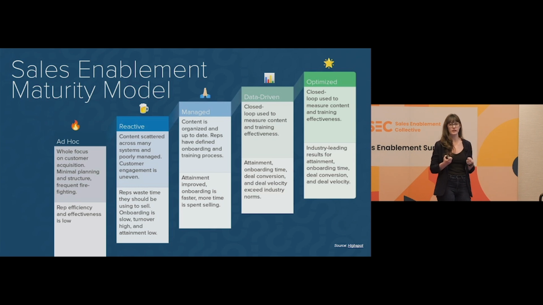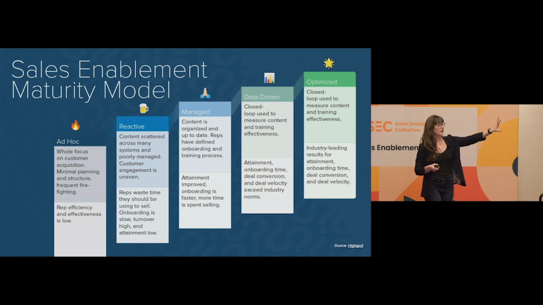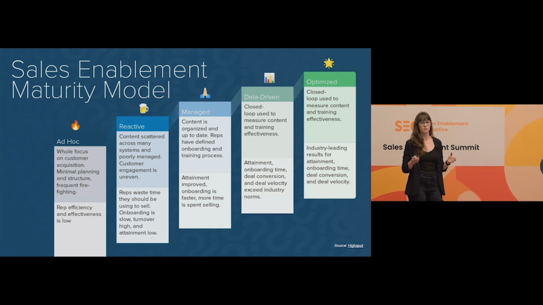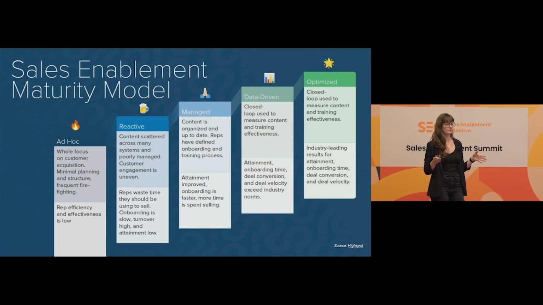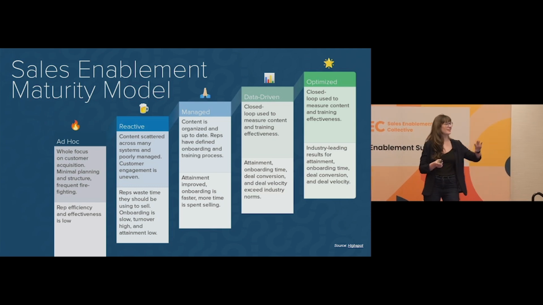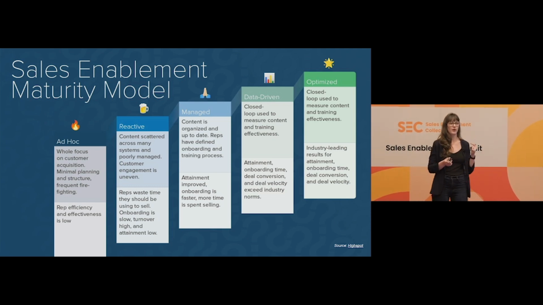You know where the content is, and there's some sort of process in place to make sure it's updated on a consistent basis. When you get to managed and data-driven, that's more about that refined and defined sales process, and you're measuring conversion. And then finally, again, I'd love to meet some optimized people. I don't know if I've ever reached that mountain yet. But data-driven to optimized, that is that critical feedback loop.